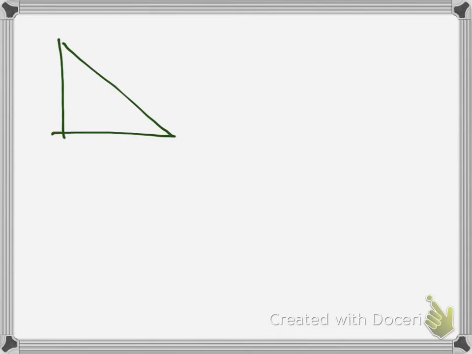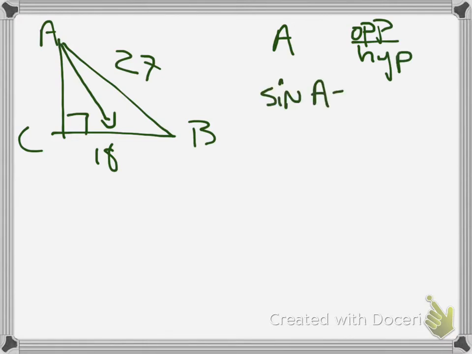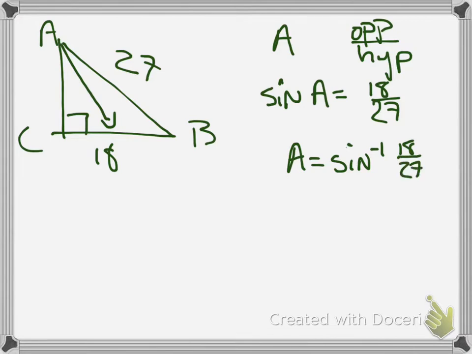All right? So if I have something like this, and I look at A, A here is the opposite over the hypotenuse, because 27 is the hypotenuse, which means I'm using sine. Sine of A would have been equal to 18 over 27. That's what you did in a previous assignment. Well, if I want to find that angle measure, what is A? Then I take the inverse sine of those numbers. So sine inverse of 18 divided by 27 would give me approximately 41.8 degrees.